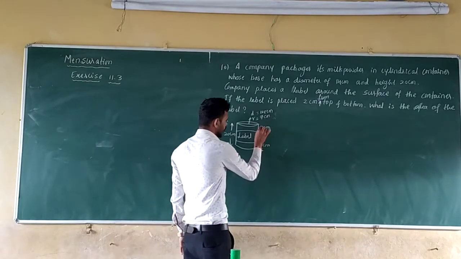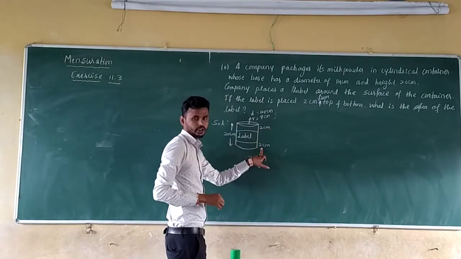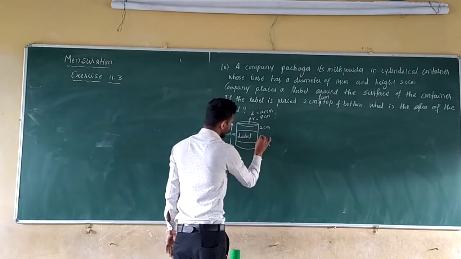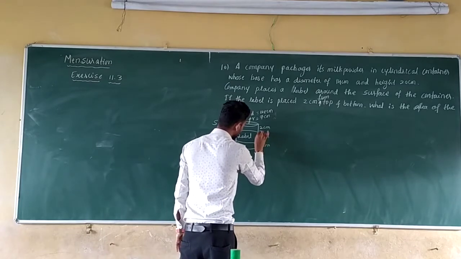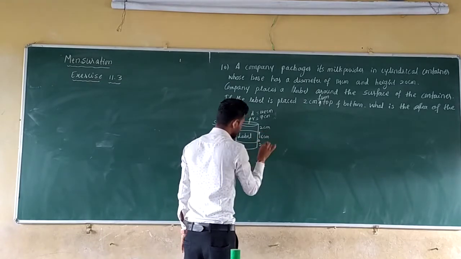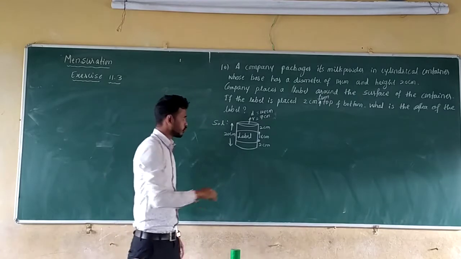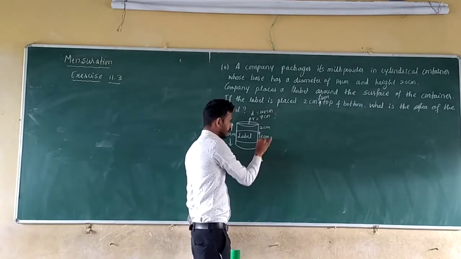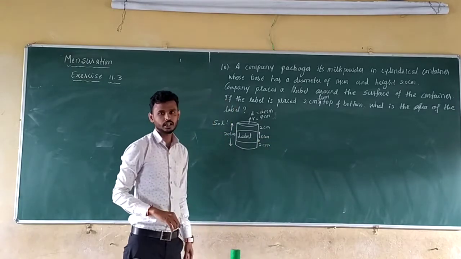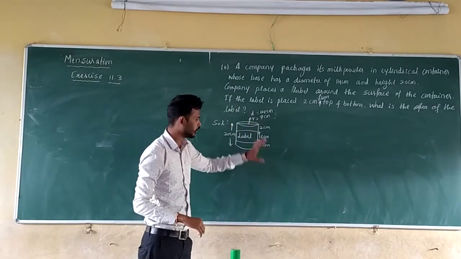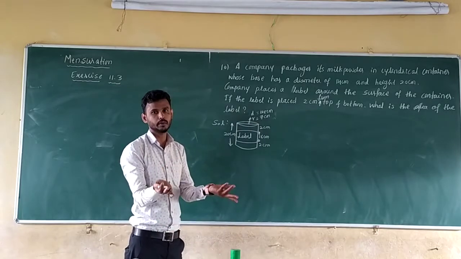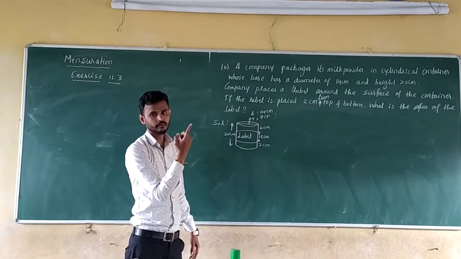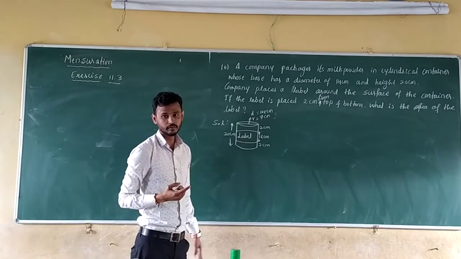Subtract 2 centimeter and 2 centimeter, that is 4 centimeter, from the total height. You will get 16 centimeter. So 2 centimeter above and 2 centimeter below, total 4 centimeter, gives 16 centimeter. That is the height of the label. Now you can easily find the area of the label. That is the CSA of the label that was stuck.